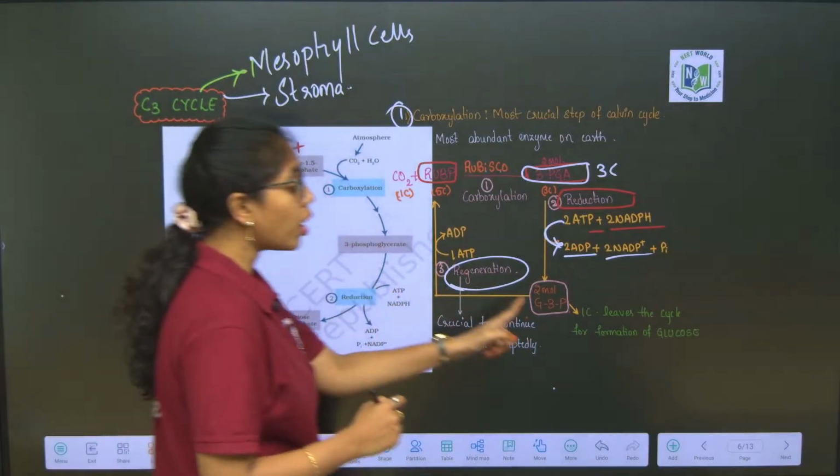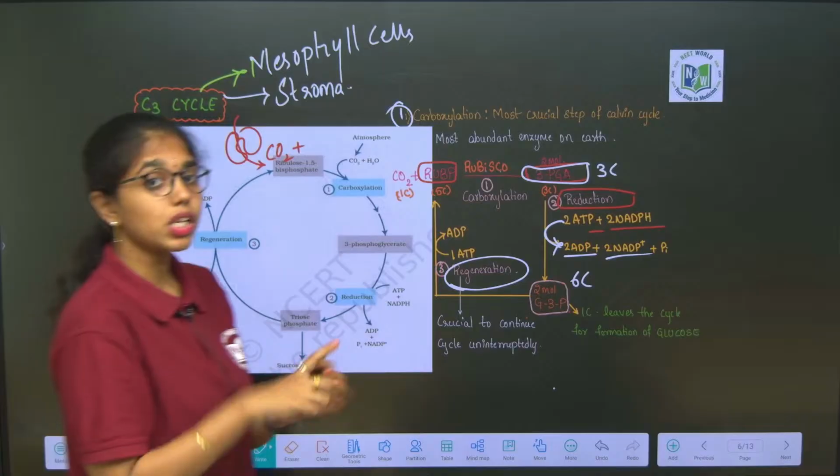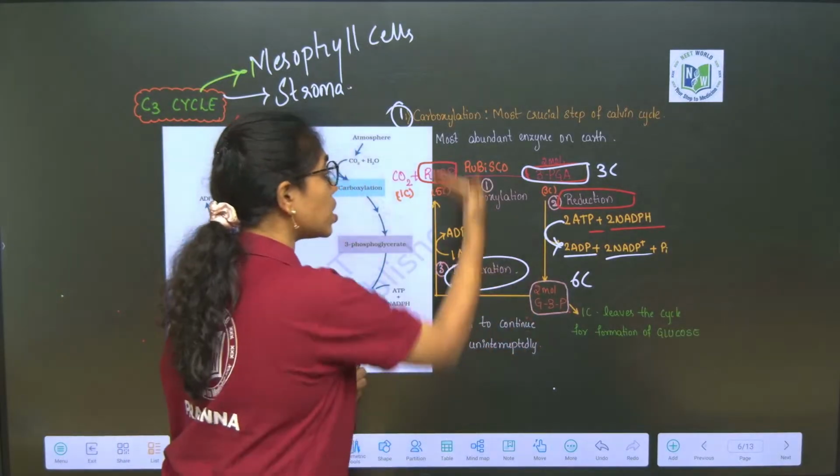So here 2 molecules of G3P means how many carbons? 6 carbons. From the 6 carbons, the 5-carbon RuBP will be regenerated back.